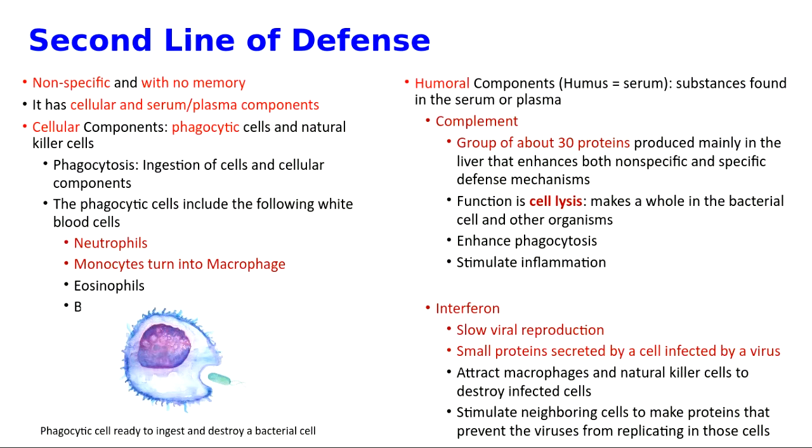The other chemical or humoral components of the second line of defense are called interferon proteins. And what they do is they interfere or they slow down the viral reproduction. So they prevent the viruses from reproducing once they get access into our body. Again, these are humoral or chemical components of the second line of defense. And just like the phagocytic cells, they are non-specific and have no memory.